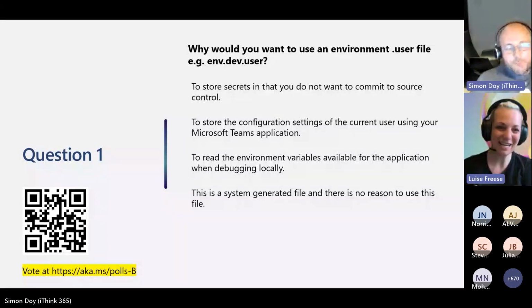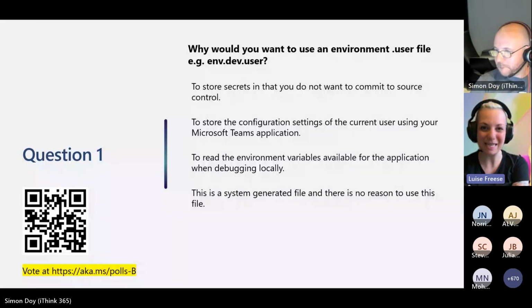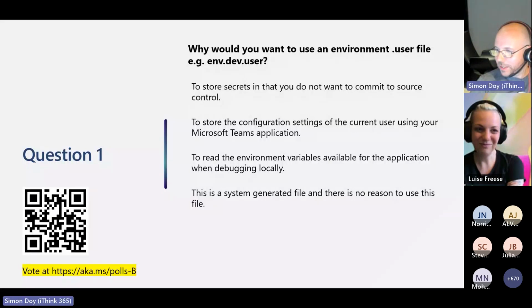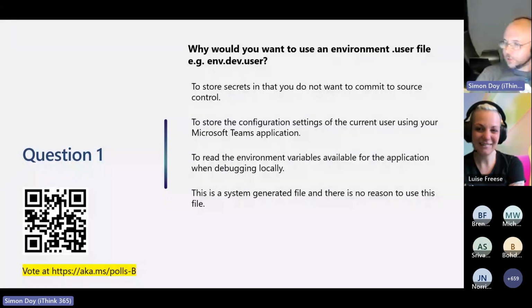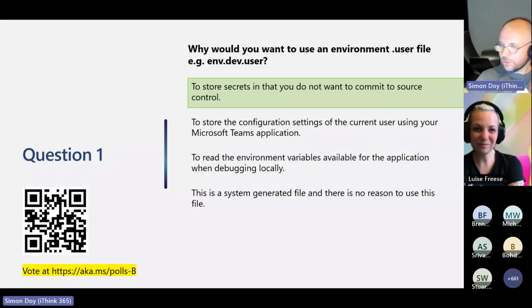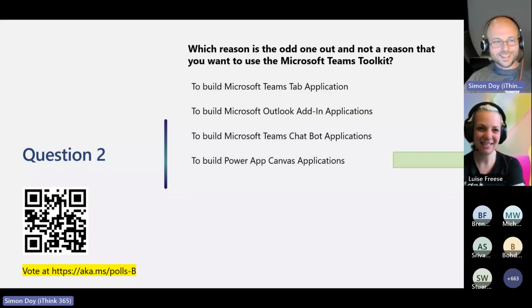And you can vote at aka.ms/pulse-b. Cool. Yeah, they're coming in hot and fast now. Yes. So I think we will skip question number 2 to wrap things up. I think so. Yes. Interesting. So the answer was that we don't want to store those secrets and commit them to source control. So it's a well done to those who went for A. Okay, and we're going to.